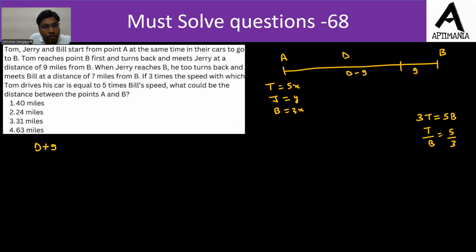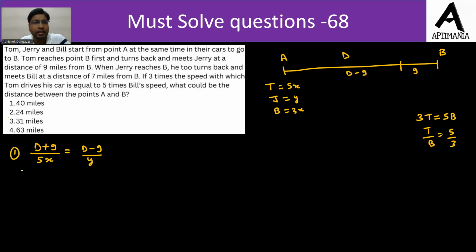So from here we can say that the time taken by Tom to cover D plus 9 kilometers is distance divided by speed. Now this is the time taken by Tom to cover the distance of D plus 9 kilometers. In the same time, Jerry has covered D minus 9 kilometers. So D minus 9 kilometers with a speed of y kilometer per hour. Right? So this is our first condition.